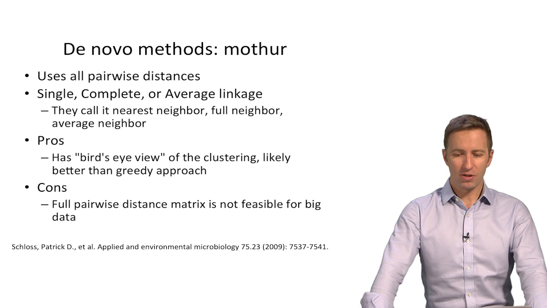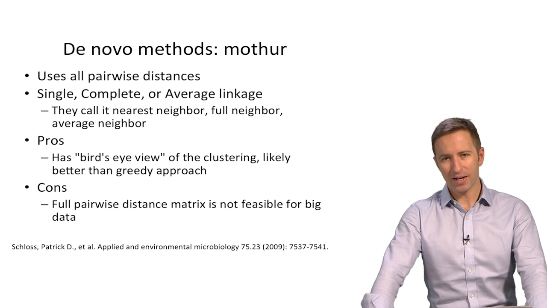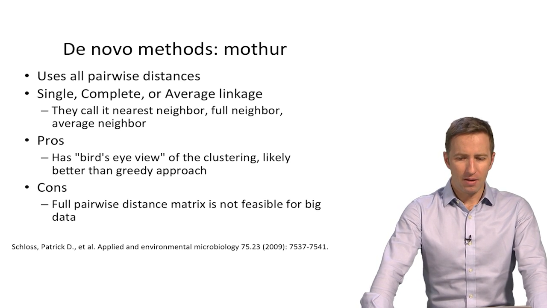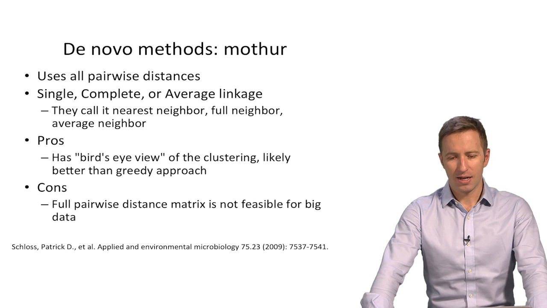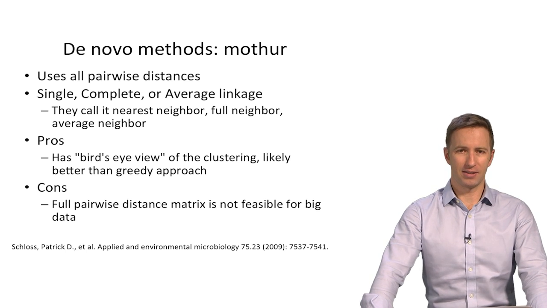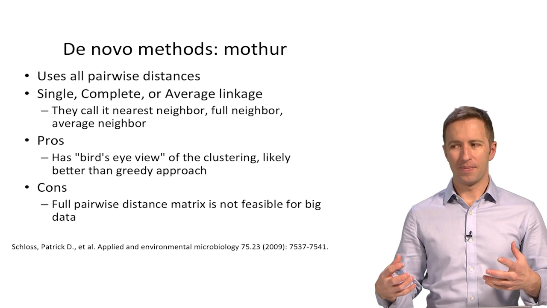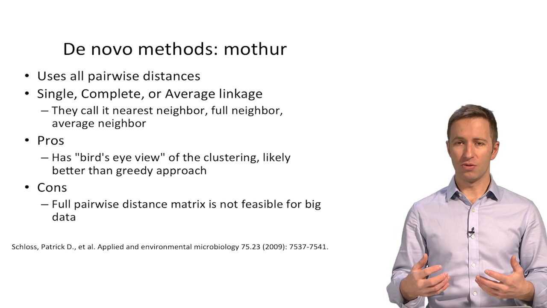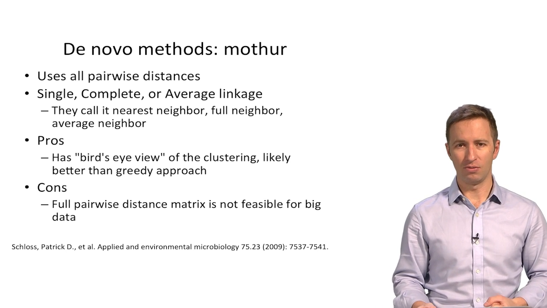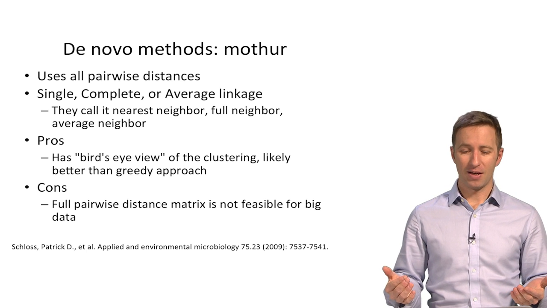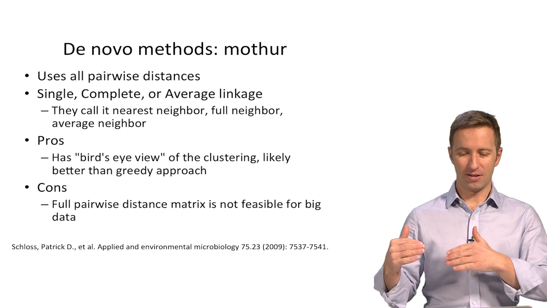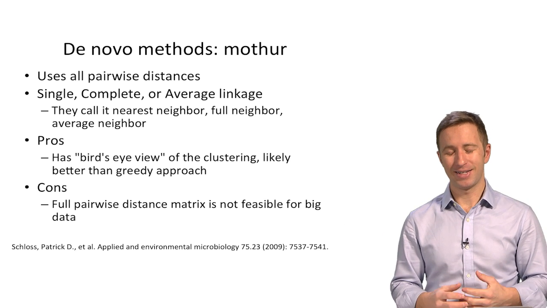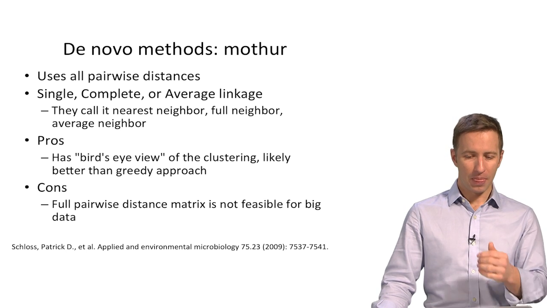There's also OTU clustering capability in the Mothur package, a very popular package for analyzing microbiome data. Mothur is interesting because it actually uses all of the pairwise distances between the sequences. This is a challenge because you have to generate those pairwise distances. You could do that using Usearch, but then it's got the approximation issue. You could use full optimal alignment, but that's going to take an insane amount of time.